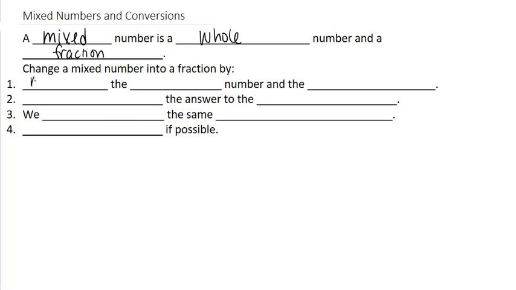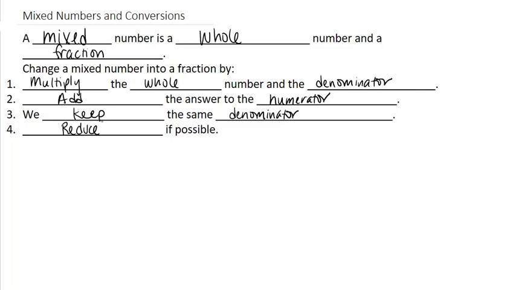We multiply the whole number and the denominator, so the bottom number. And then we're going to add the answer to the numerator. And then we're going to keep the same denominator. And we're always going to reduce if possible. So now let's go look at an example.